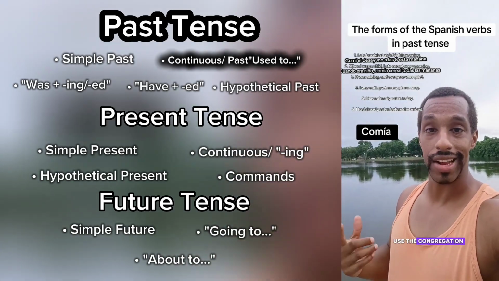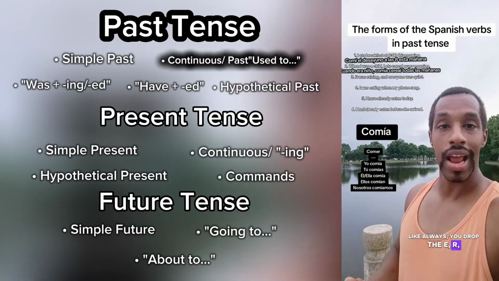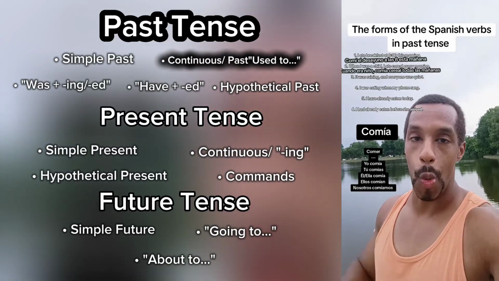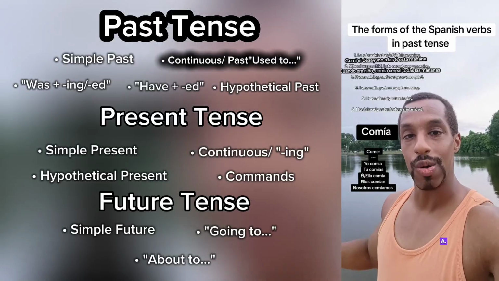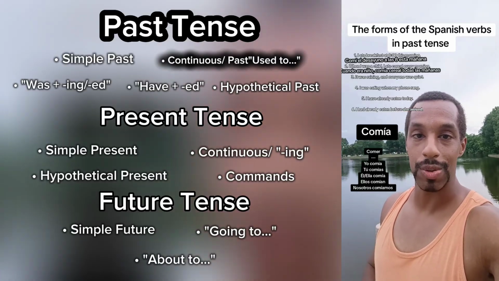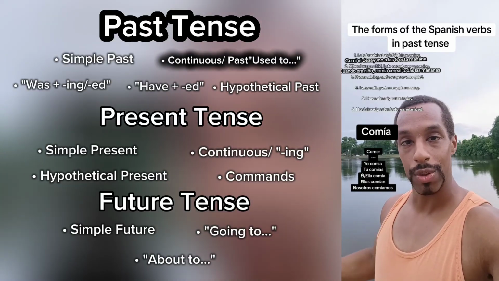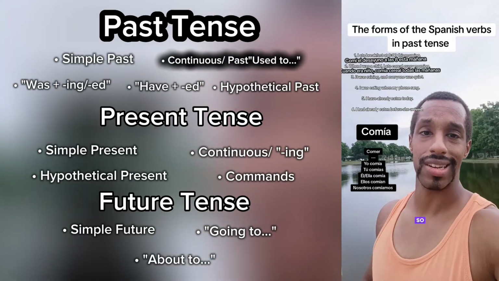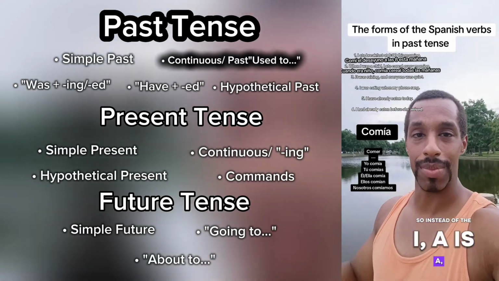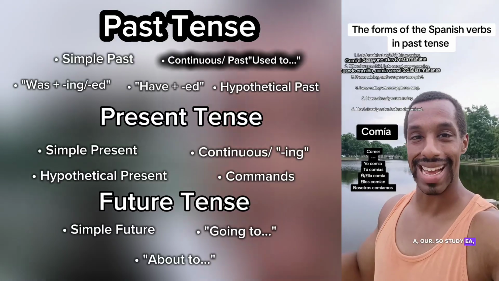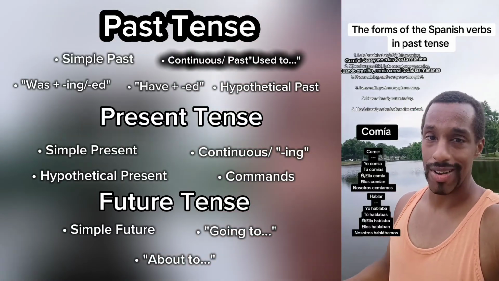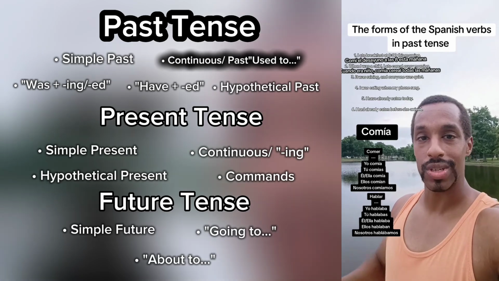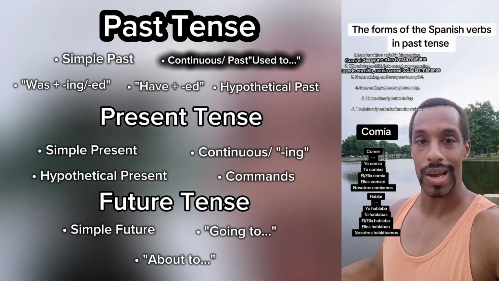Here's the conjugation for that. Like always, you drop the ER and you add IA. Yo comía, tú comías, él, ella comía, ustedes, ellos comían, nosotros comíamos. For AR verbs, this is a little bit different. Instead of the IA, it's ABA. So yo hablaba, tú hablabas, él, ella hablaba, nosotros hablábamos, ustedes, ellos hablaban.